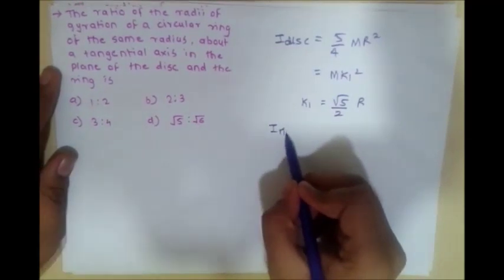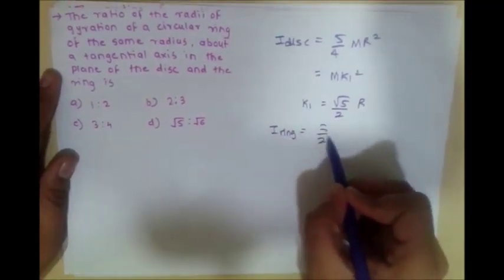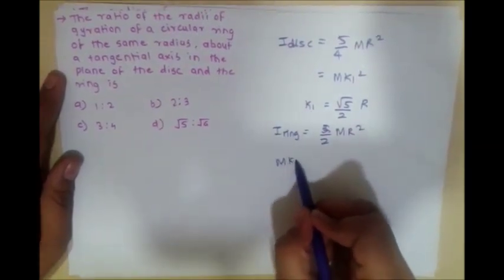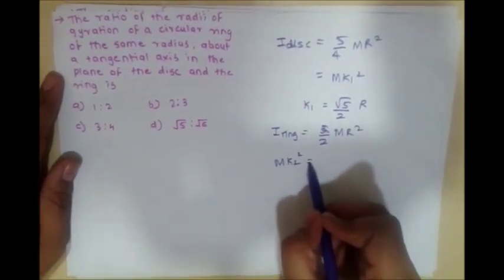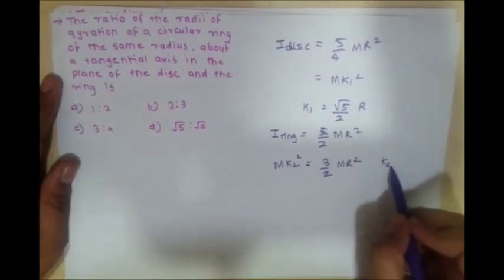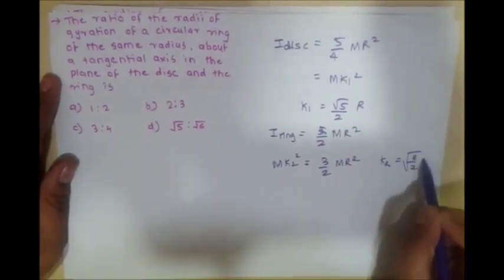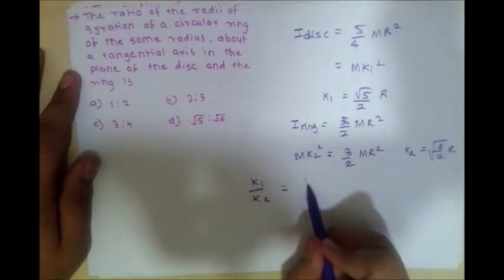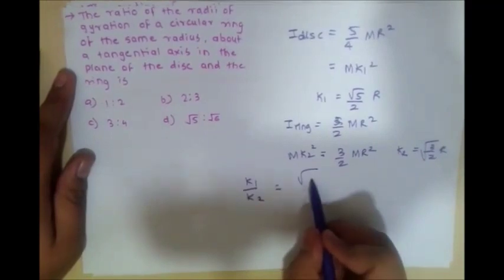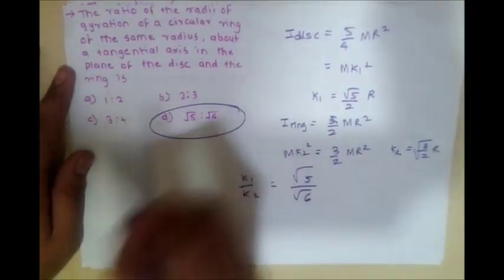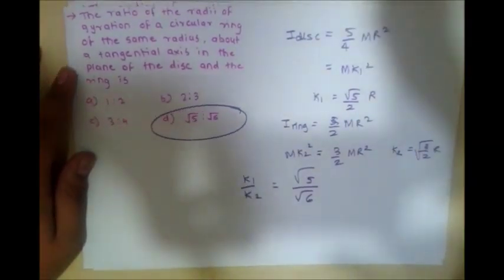I of ring is equal to 3 by 2 mr square. So m k2 square is equal to 3 by 2 mr square. Therefore k2 can be written as square root of 3 by 2 r. So k1 upon k2 is equal to square root of 5 upon square root of 6. So option D, square root of 5 upon square root of 6, is the correct answer.